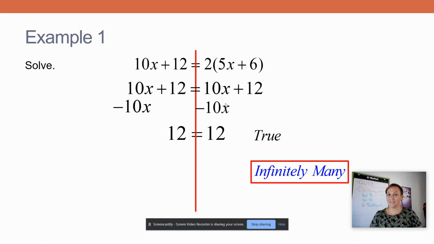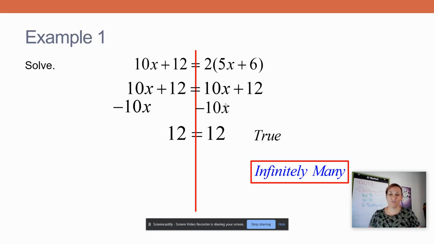In fact, any number that you can think of will work in this problem. You can pick any number out of thin air, plug it into your x's and it will work. It will give you a true statement. You can check any number out there, all of them work. Okay, so this problem has infinitely many answers, and that's what you would write on your answer line, infinitely many.